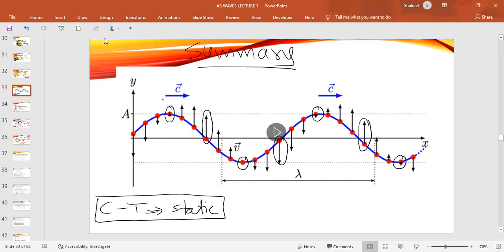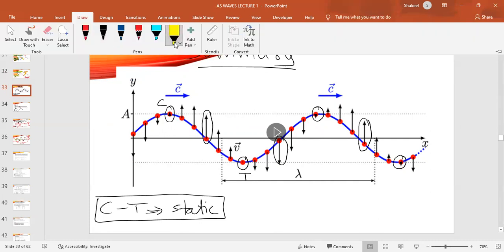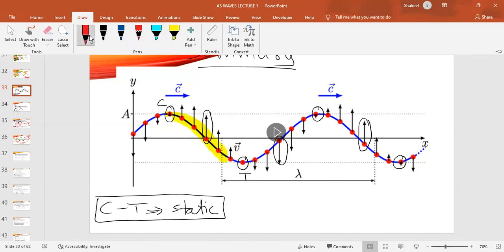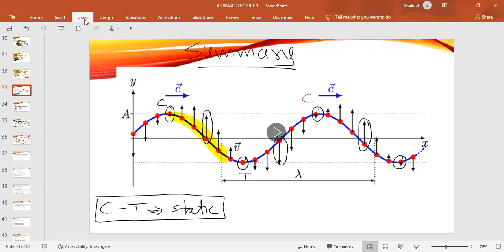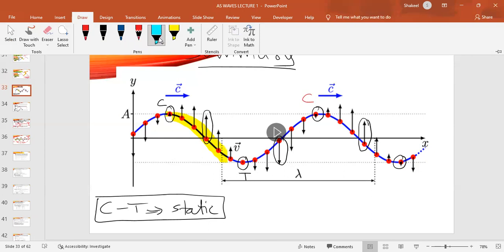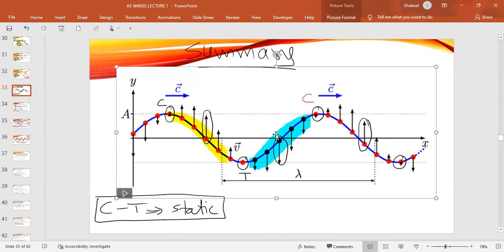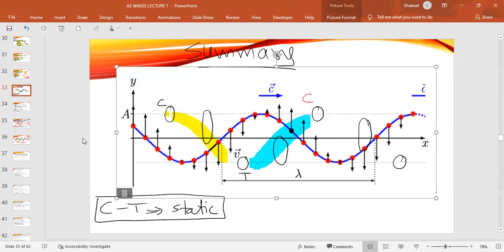Then you can see one more thing, the particles between crest and trough all are moving up. Again, I'm labeling them with the yellow. And then the particles between trough and crest, they all are moving down, as I'm labeling them with the blue. So you can see from here, again, just look at the movement of the particles.